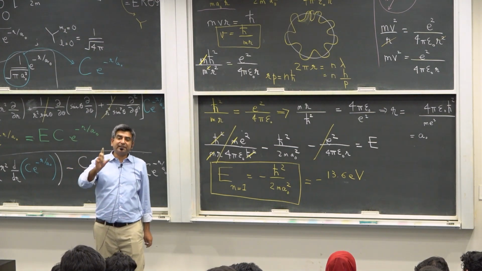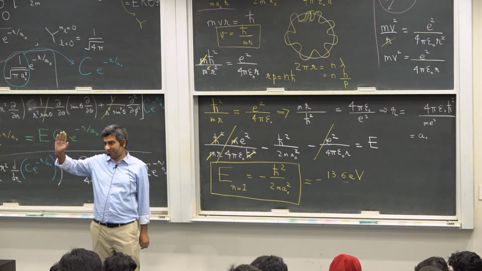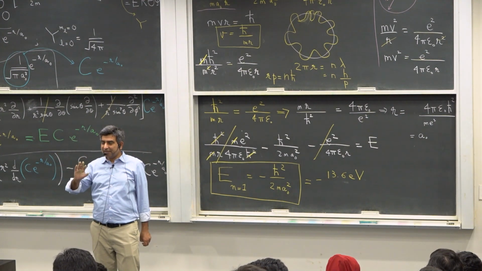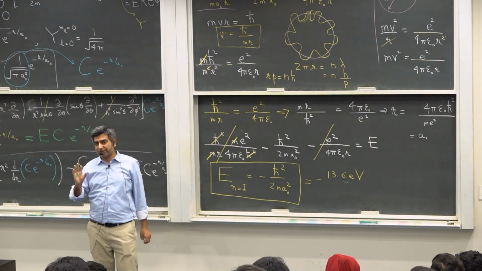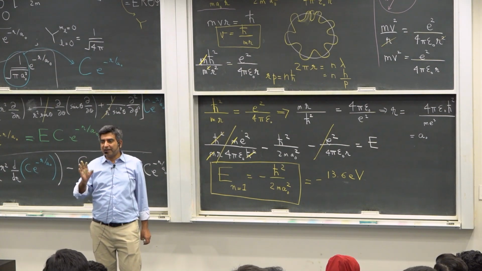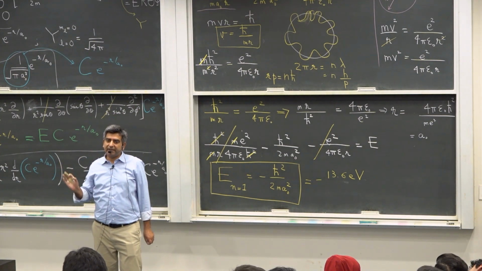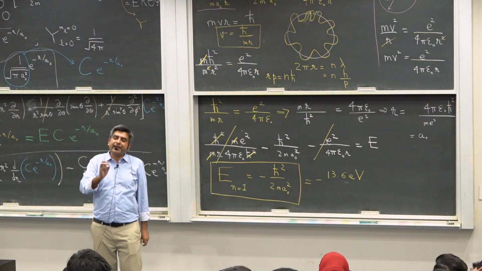If you were to repeat this calculation for other values of n, L and ML, you will notice that the answer is always independent of L. It doesn't depend upon ML, it only depends upon n.